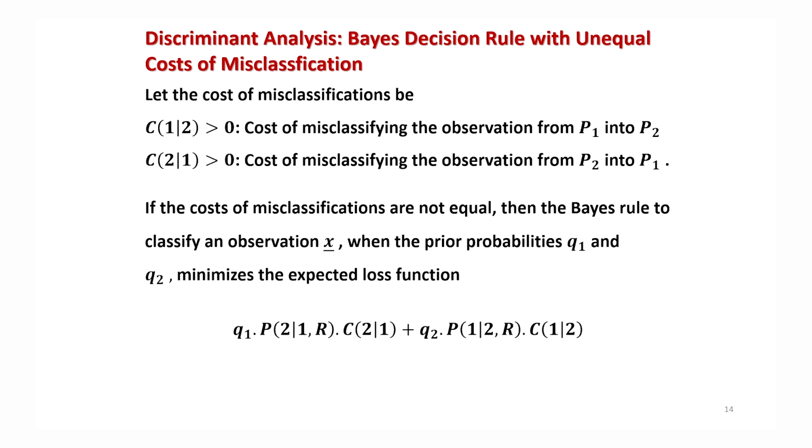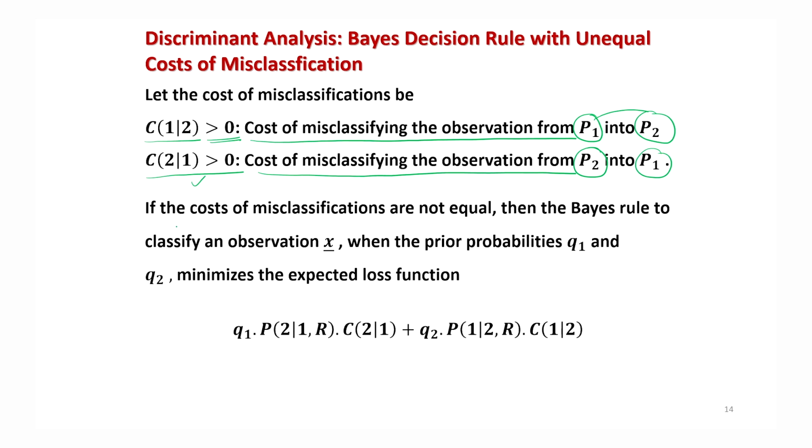We indicate the cost of misclassification as C(1|2), which is the cost of misclassifying an observation from population P1 into population P2. Obviously this is greater than 0. Similarly, C(2|1) is the cost of misclassifying an observation from the second population P2 into the first population P1, and it is also greater than 0. Cost is always greater than 0.